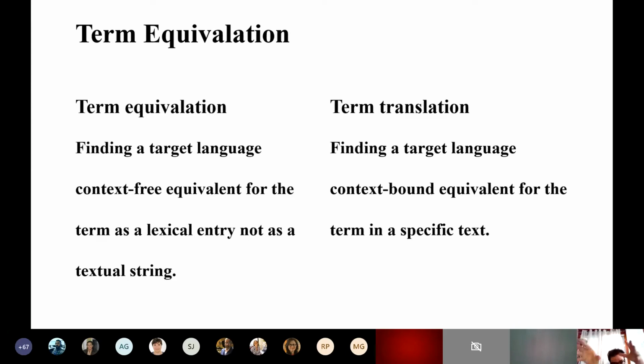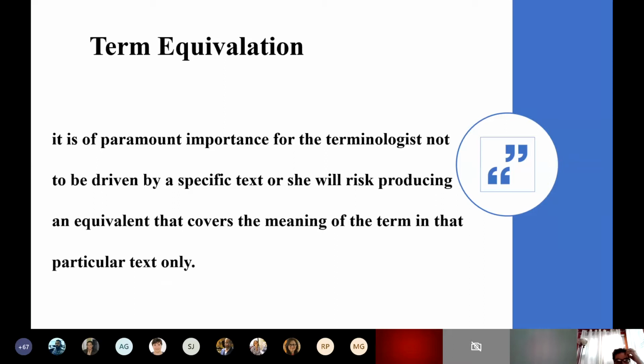But of course, there is a link between both, because term equivalation gives the input for term translation. And the opposite of context is content. So translation is about context. Terminology is about content because we analyze the internal conceptual content of the term. And also it is about context, but in a different way than translation. It's of paramount importance, of course, for the terminologist not to be driven by a specific text, or he or she will risk producing an equivalent that covers the meaning of the term in that particular text only.